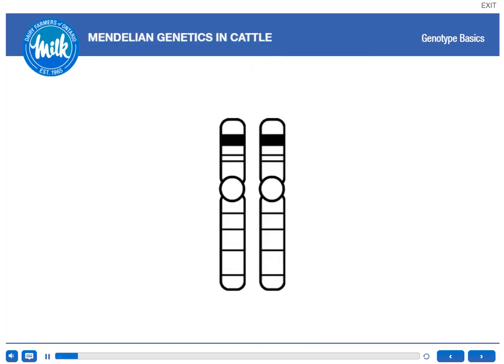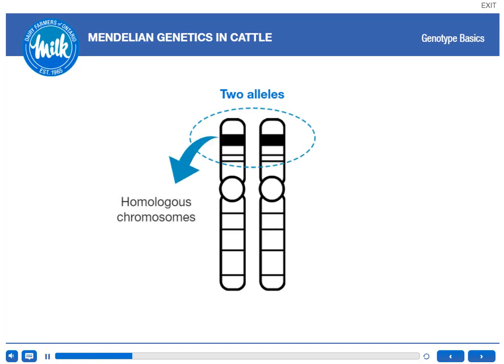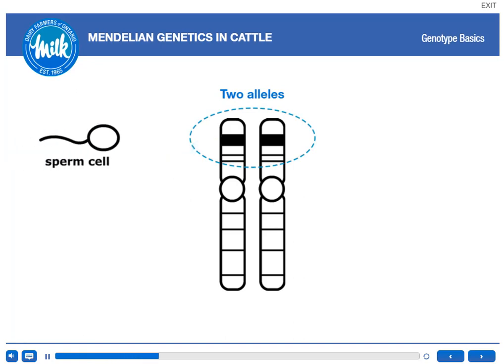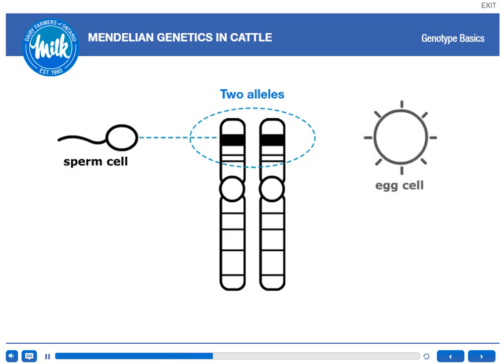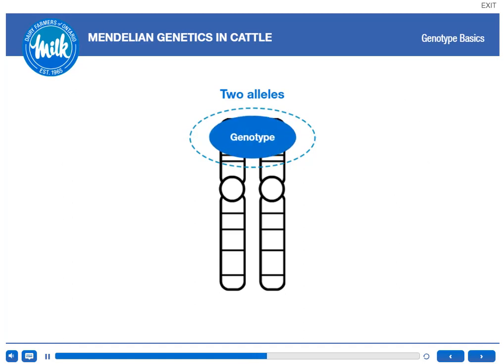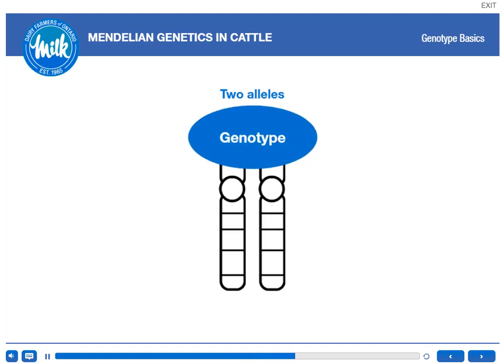Many genetic traits are caused by a combination of two alleles located on homologous chromosomes. One of these alleles on its chromosome was donated by the sperm, and one was donated by the egg. The combination of alleles that cause a genetic trait is called the genotype.